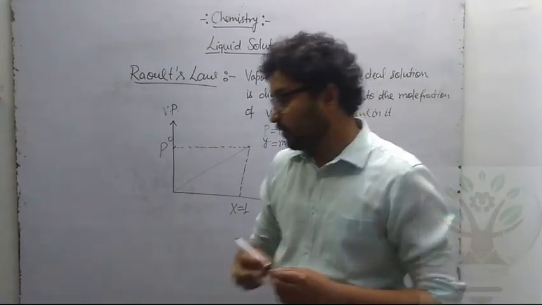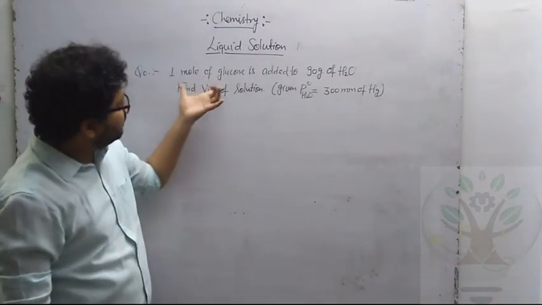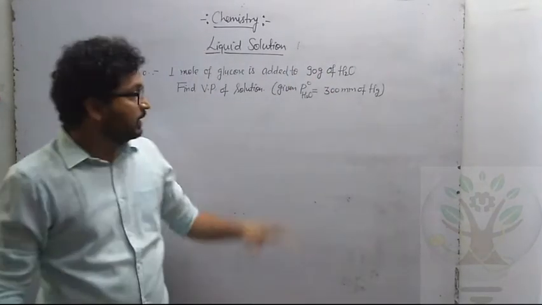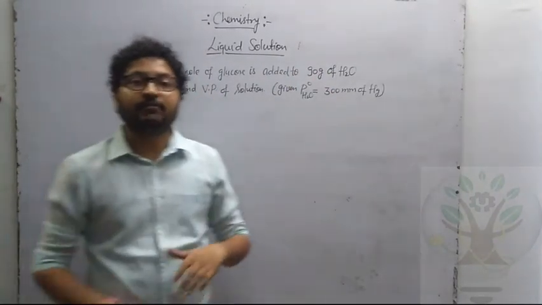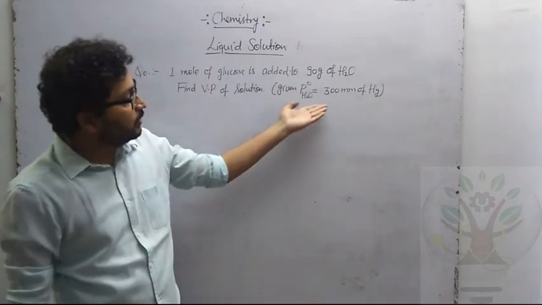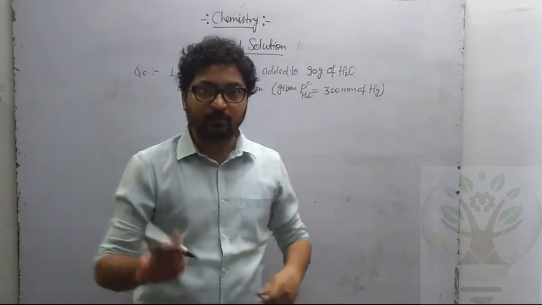Okay, let's move forward. Now, let's solve a very easy problem. Problem is: 1 mole of glucose is added into 90 gram of water, and they are asking us to find the vapor pressure of solution. What have they given us? They have given P naught of water equals 300 mm of Hg. How will we solve this problem?